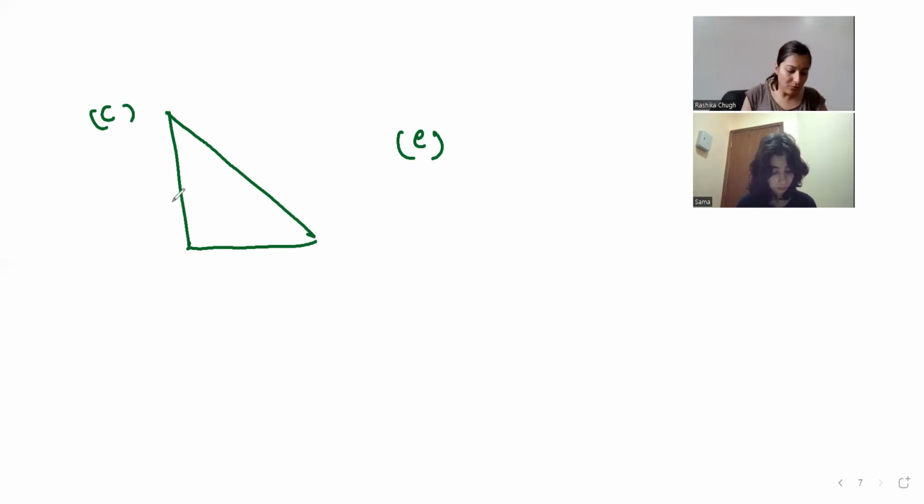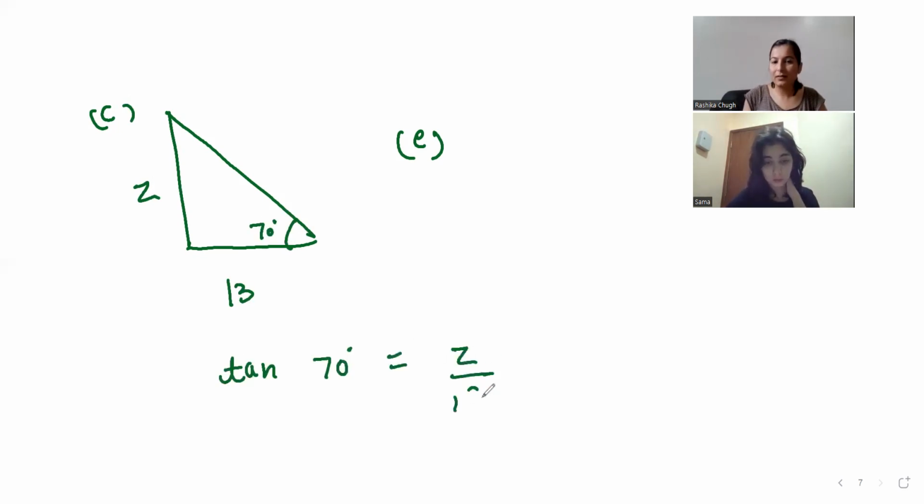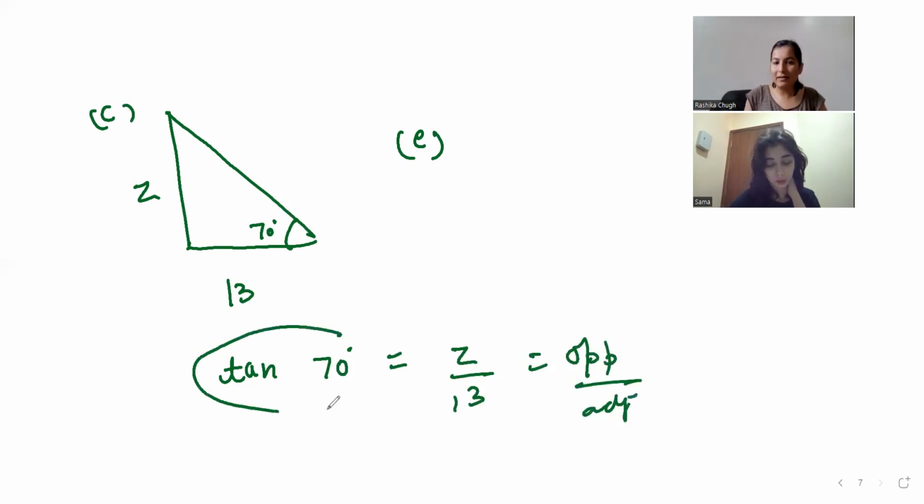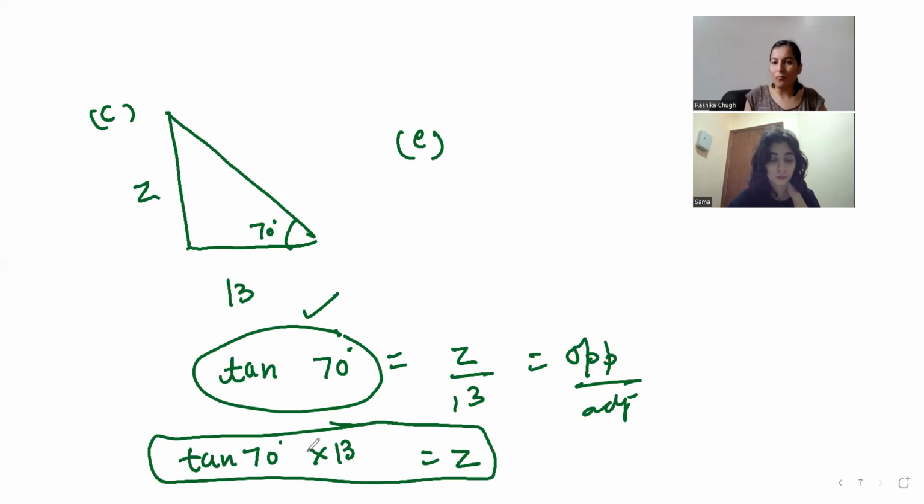Okay, so now we have this as Z, this as 13, and this as 70 degrees. So can we say tan 70 degrees is equal to Z over 13? Opposite over adjacent. We can find the value using a calculator. Whatever we get for tan 70 degrees, we do times 13 and we get Z. 13 was here, so it will be multiplied over there. Okay, got it. Thank you.